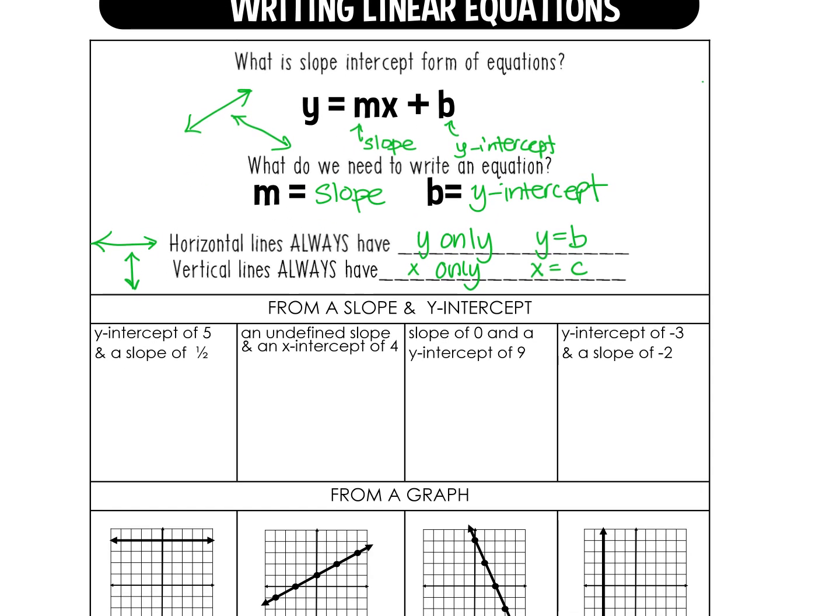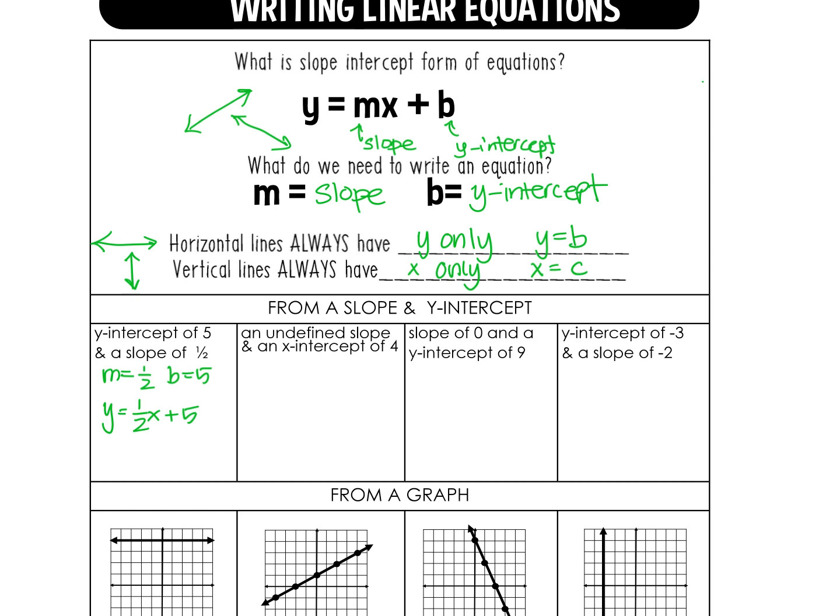Let's check out when we're given the slope and a y-intercept. In our first example, we have a slope of 1/2 and a y-intercept of 5. I'm just going to plug that into my equation, so I have y equals 1/2 x plus 5. I did plus 5 because my y-intercept is positive.